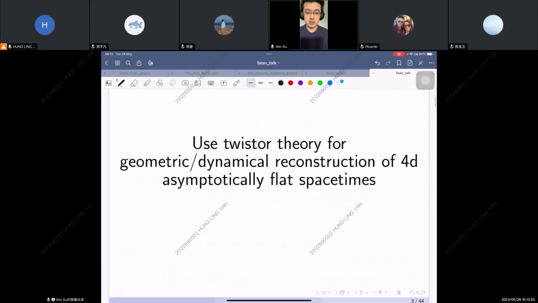And then, so today's talk, what we're going to do is use twisted theory, which is a geometrical machinery.